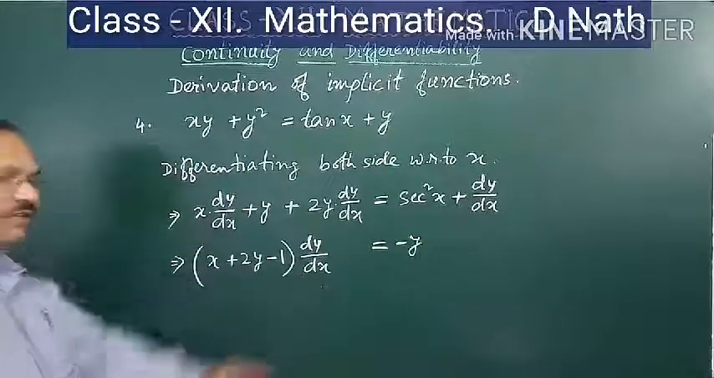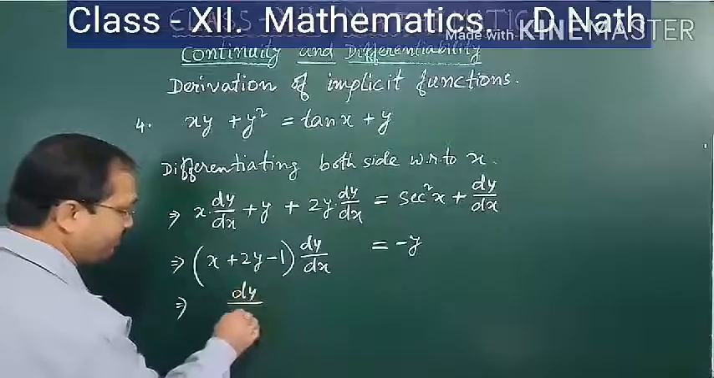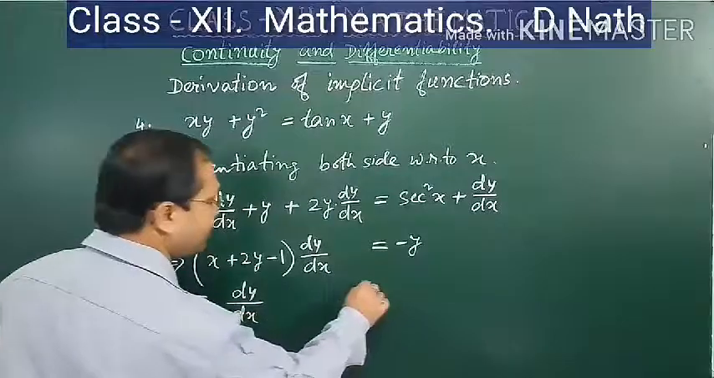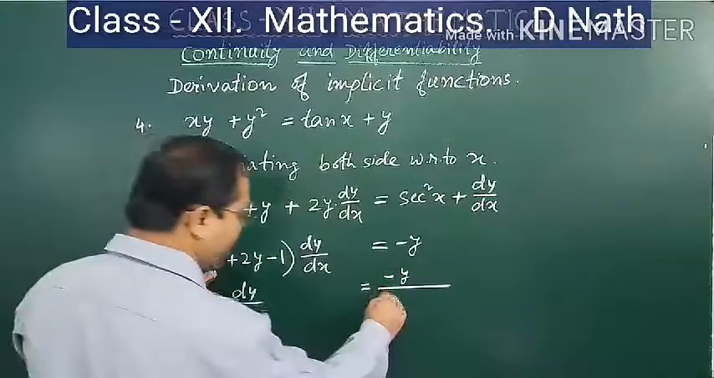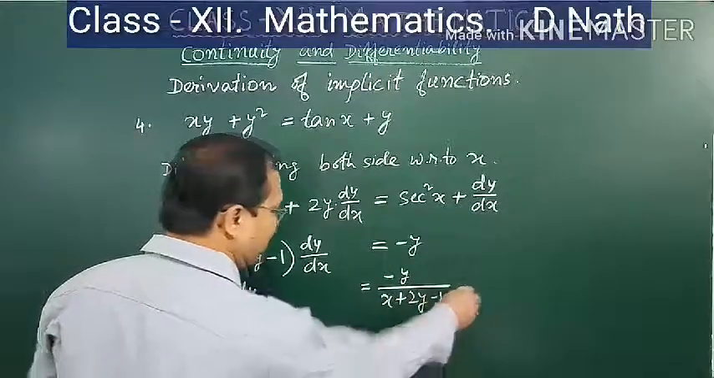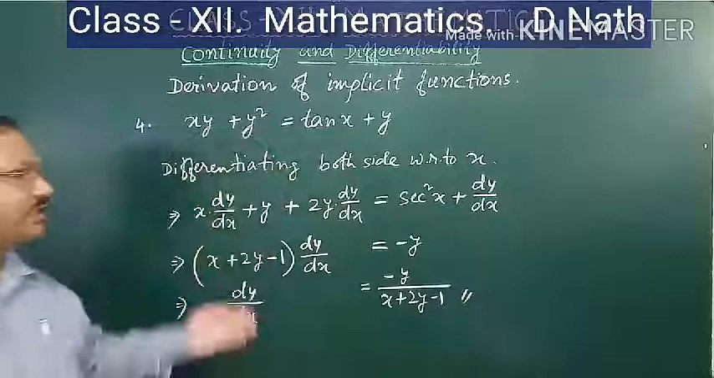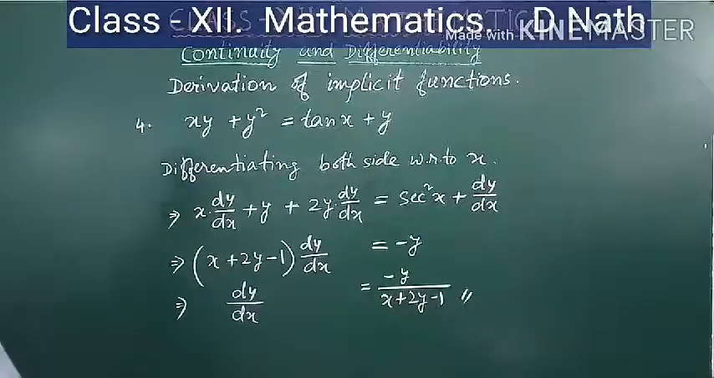So now we can find dy/dx. So what will happen? dy/dx is equal to minus y by (x plus 2y minus 1). So that will be the differentiation dy/dx. Okay? Got the point? We will proceed to next.